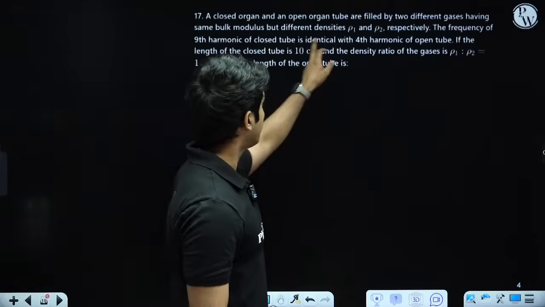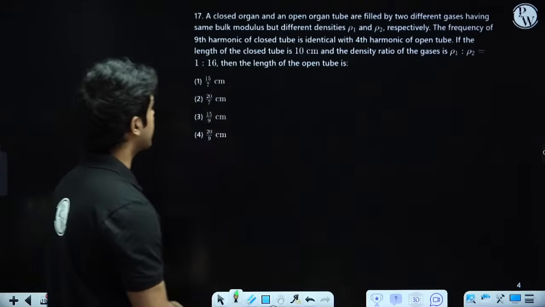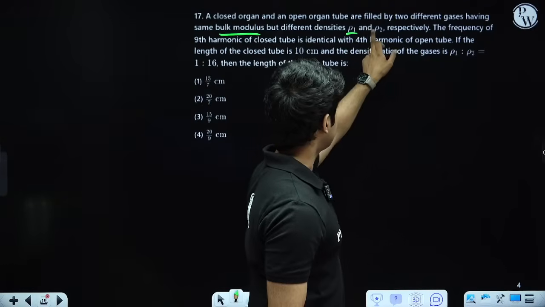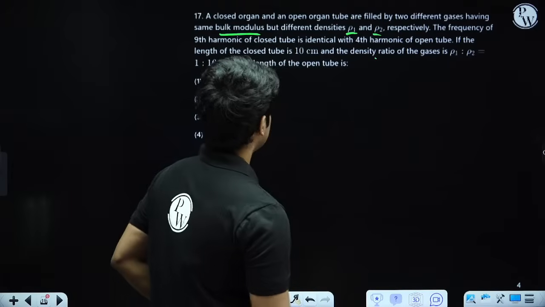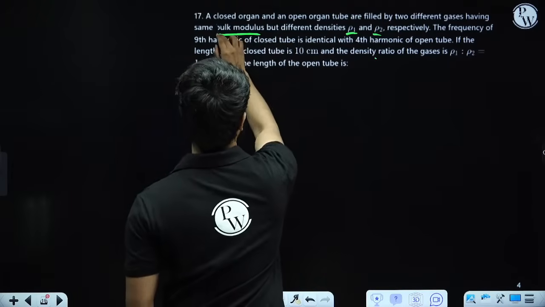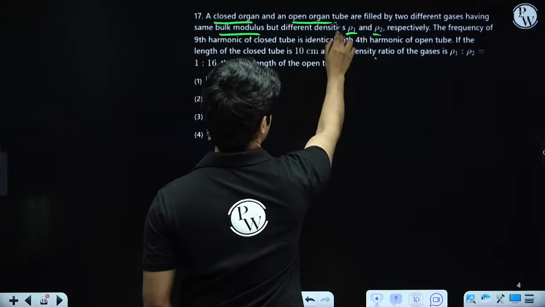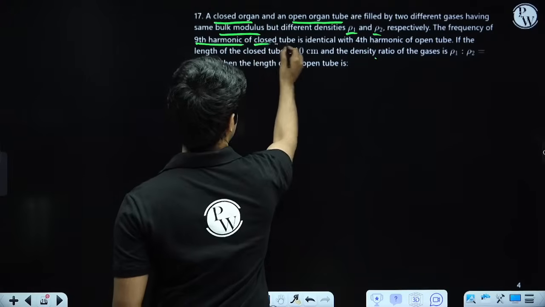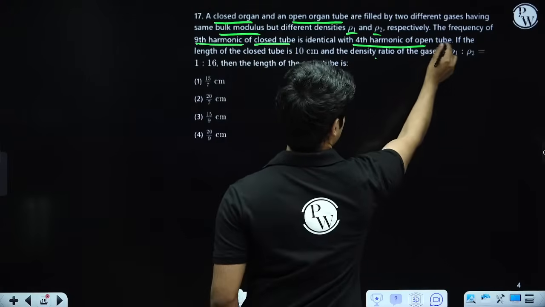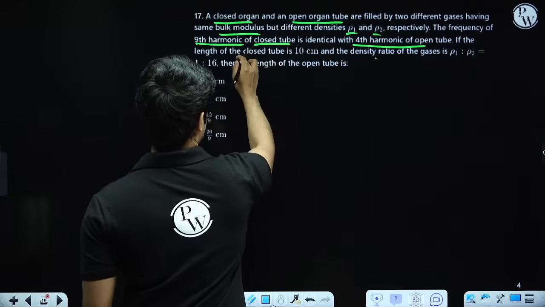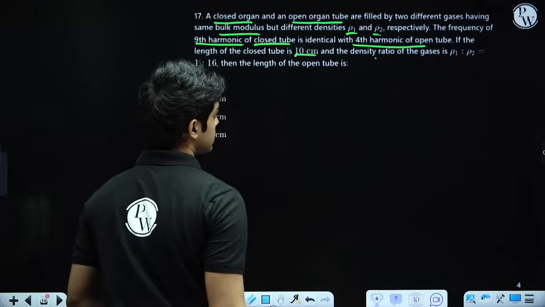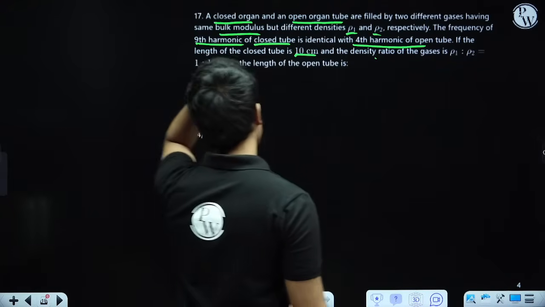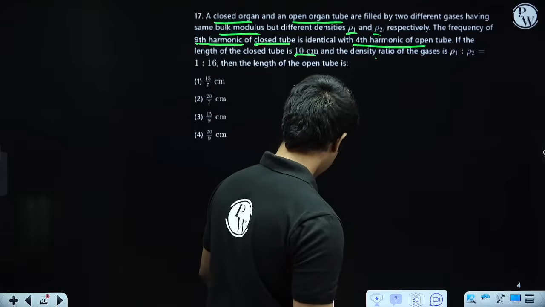A closed organ tube and an open organ tube are filled by two different gases having the same bulk modulus, but their densities are different, rho 1 and rho 2. So the rho 1 gas is filled in a closed organ tube and the rho 2 gas is filled in an open organ tube. The frequency of the 9th harmonic of the closed tube is identical with the 4th harmonic of the open tube. Length of the closed tube is given as 10 centimeters and the density ratios are also given. Then the length of the open tube is, okay.